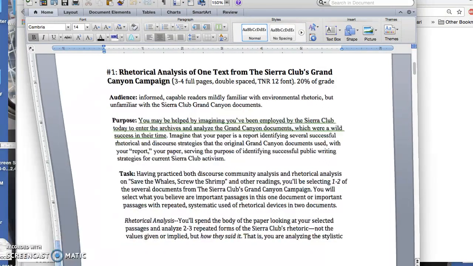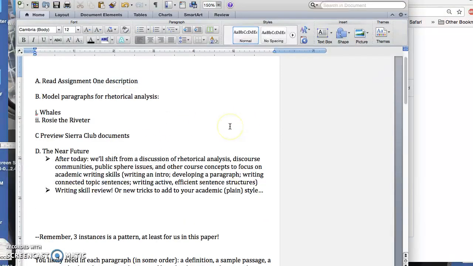In addition, though, today's analysis, I think, will be the most helpful. It's worth saying this maybe now in case I run out of room at the end of the video. After today, we'll shift from a discussion of rhetorical analysis, discourse, communities, public sphere issues, other course concepts. We're going to shift away from these things for a couple of days to just focus on academic writing skills. And you see a list here: writing an effective introduction, developing a paragraph will give you a few strategies, writing connected topic sentences, some fairly specific things I'll be looking for that will help you be successful, not in this course, but after this course as well.